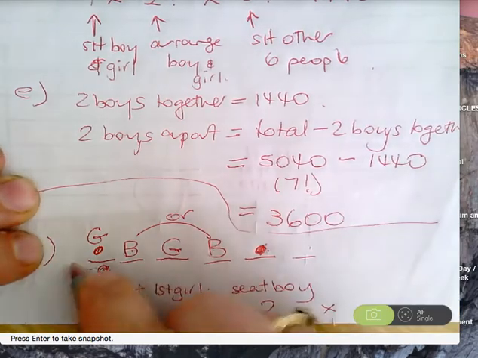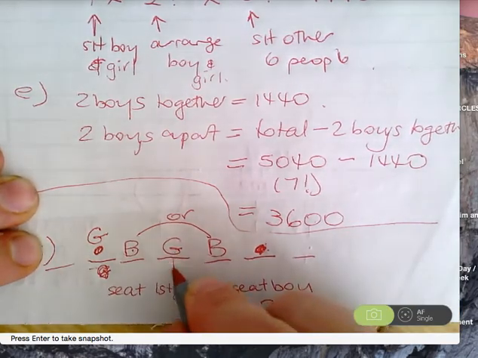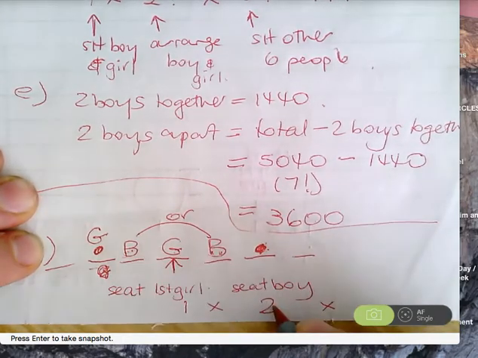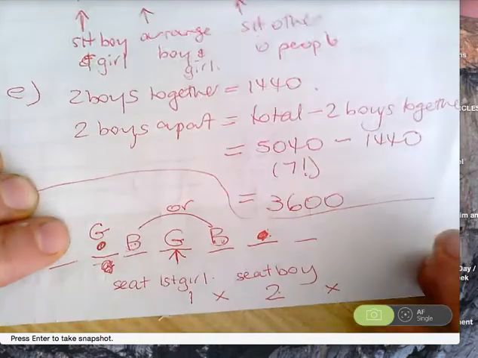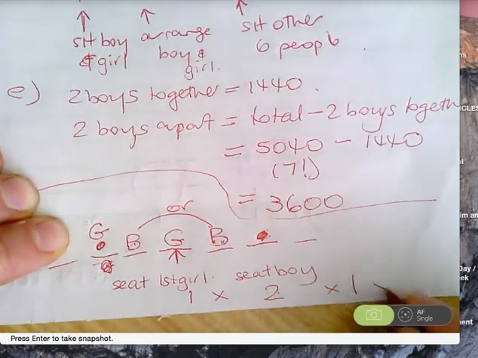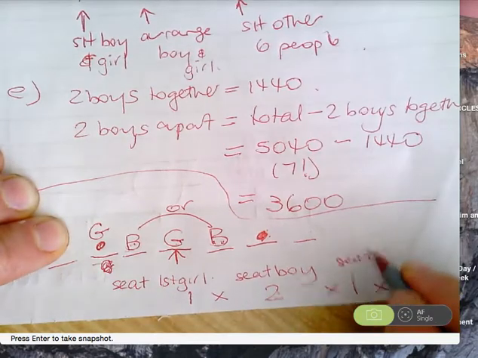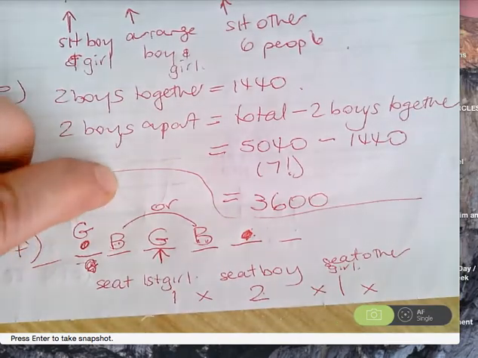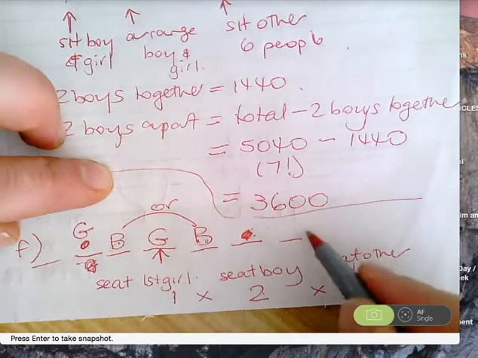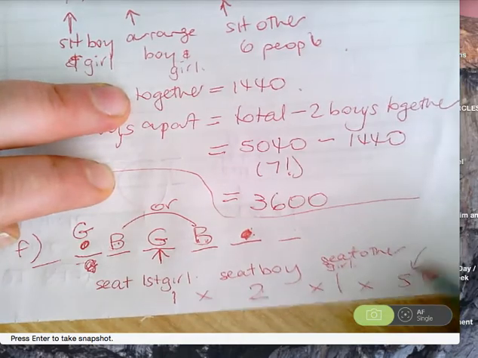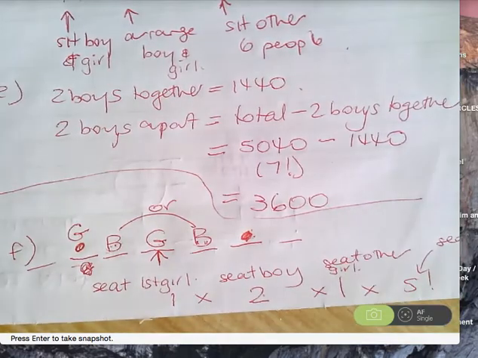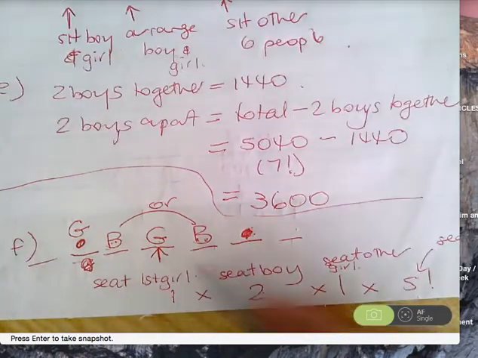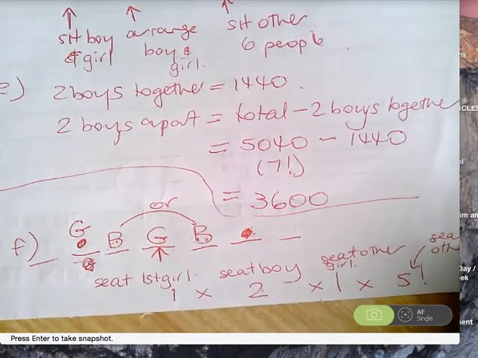Seat this first girl. She goes first. Then the boy next to her has 2 possibilities. Then once he's sat down, the next girl's only got 1 spot. So I've sat down 3 people. Now there's 5 spots left. Do you understand? Then there's 5 left. I'm only showing you that arrangement of people there. Pretend it's bent. Then there's 5 others. Seat the other 5.